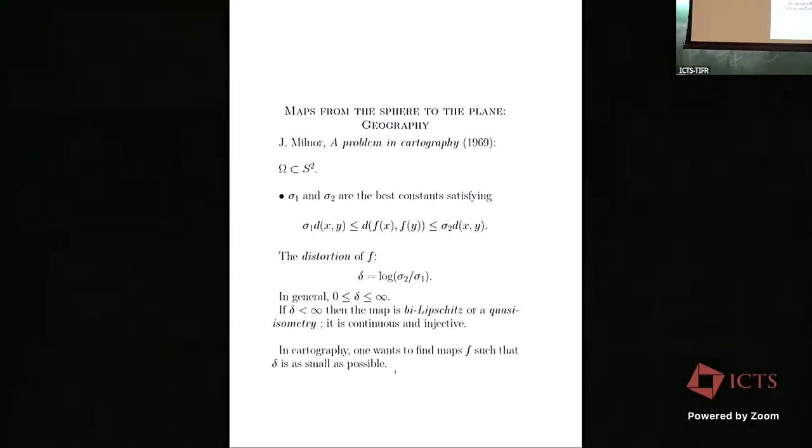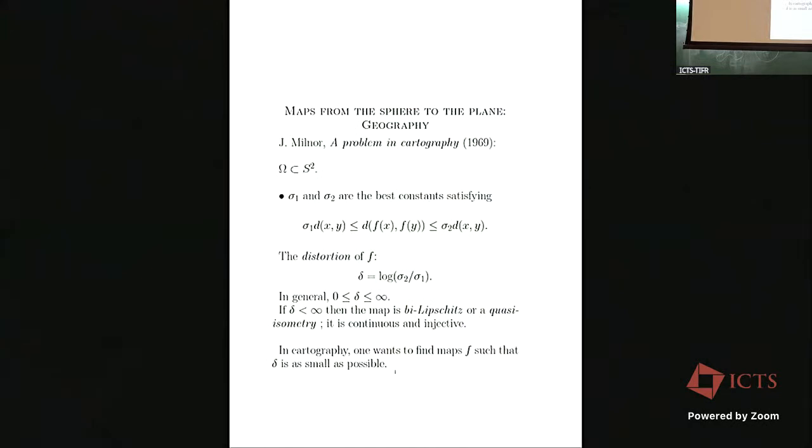So this is on Milnor's work on cartography, in fact. I will not skip, but I want to say just a few words. So Milnor has this problem of finding the distortion of a geographical map.